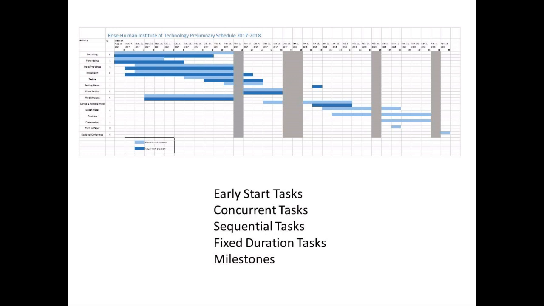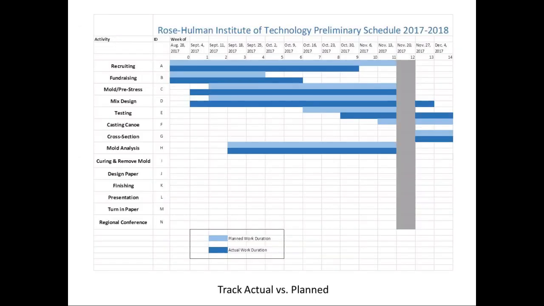The Gantt chart provides a very complete overview of the project, including the early start tasks, tasks that can happen concurrently, tasks that must happen sequentially, and fixed duration tasks that take a certain amount of time no matter what resources are applied. In addition to showing the planned duration of tasks and the overall project plan, the actual project progress can be recorded on the project as it's running. Here we have light blue for planned and darker blue for actual progress.